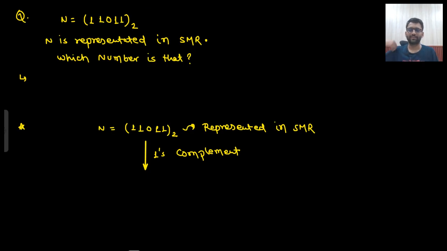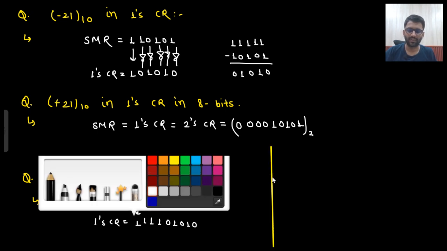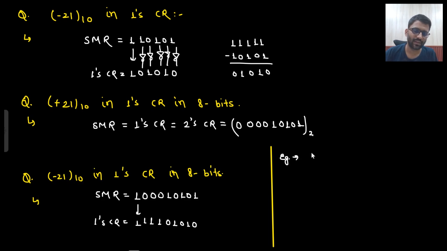Are we taking more examples? Let's take more examples. You need to represent minus 28 in ones complement representation. So first I will write the sign magnitude representation. So the minus sign, 1, would be there.